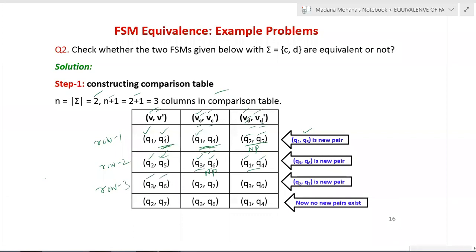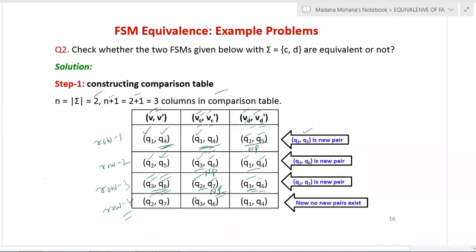Now Q3, Q6 is considered here. Again, you can repeat the same process. Q3 on C, you will get Q2. Q6 on C, you will get Q7. Then Q3 on D, you will get Q3. Q6 on D, you will get Q6. So now Q3, Q6 is the same as the current pair of column 1 of row 3. But Q2, Q7 has not occurred in column 1 previously, so you can consider it a new pair. You can include this in the next row, that is the fourth row of column 1, that is Q2, Q7.